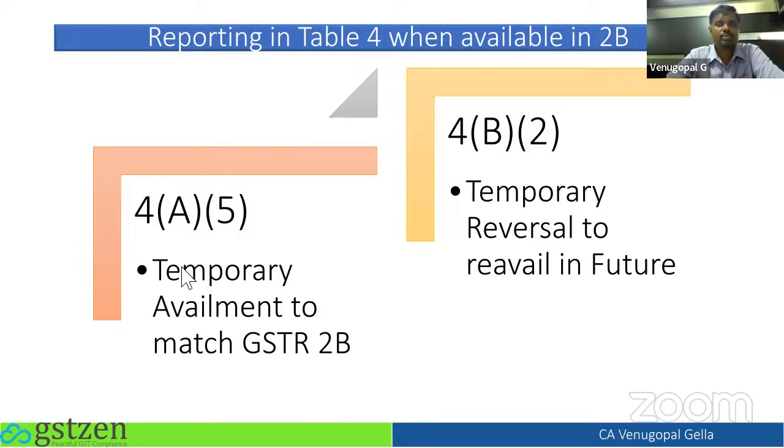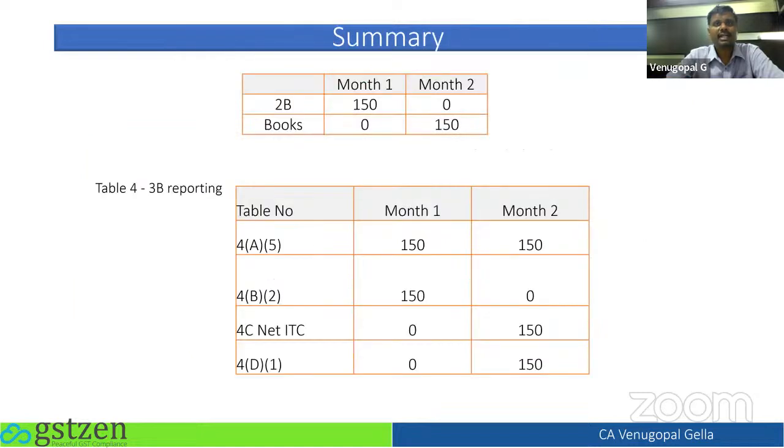Just to give you a small example, I have put a small chart here. In month 1, you have a credit in your 2B, let's say 150 rupees, and you don't want to avail it because the invoice has not come, you have not booked it, and the books show 0. In month 2, let's say nothing is there in 2B, but you have booked that 150 rupees. So in month 1, you'll report 4A5 as 150, but you reverse 4B2 as 150. Net availment is 0. In month 2, you will avail 150 again. So it doesn't make your input tax credit availed as 300.